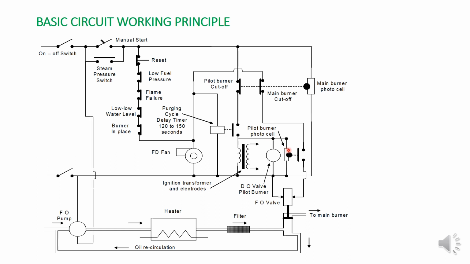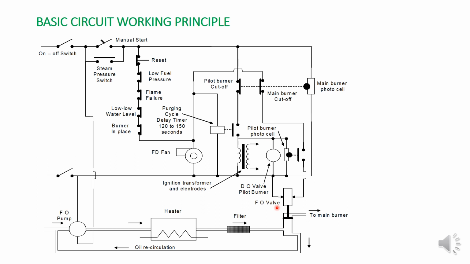Once this detects the pilot burner is fired, it will close this contact. Once this contact closes, power is up to here. Once this is closed, the pilot burner is fired, sensed by the photocell or flame scanner or flame eye, and power transfers to here. So what is this? This is the main fuel oil solenoid valve.